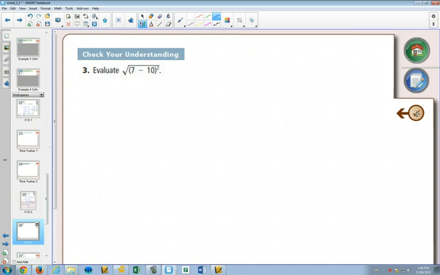Now, we can do this question a long way, or we can do this question a short way. Starting off with the long way of order of operations, if you were doing your order of operations, you would do inside the brackets first. And what is 7 minus 10? Negative 3.